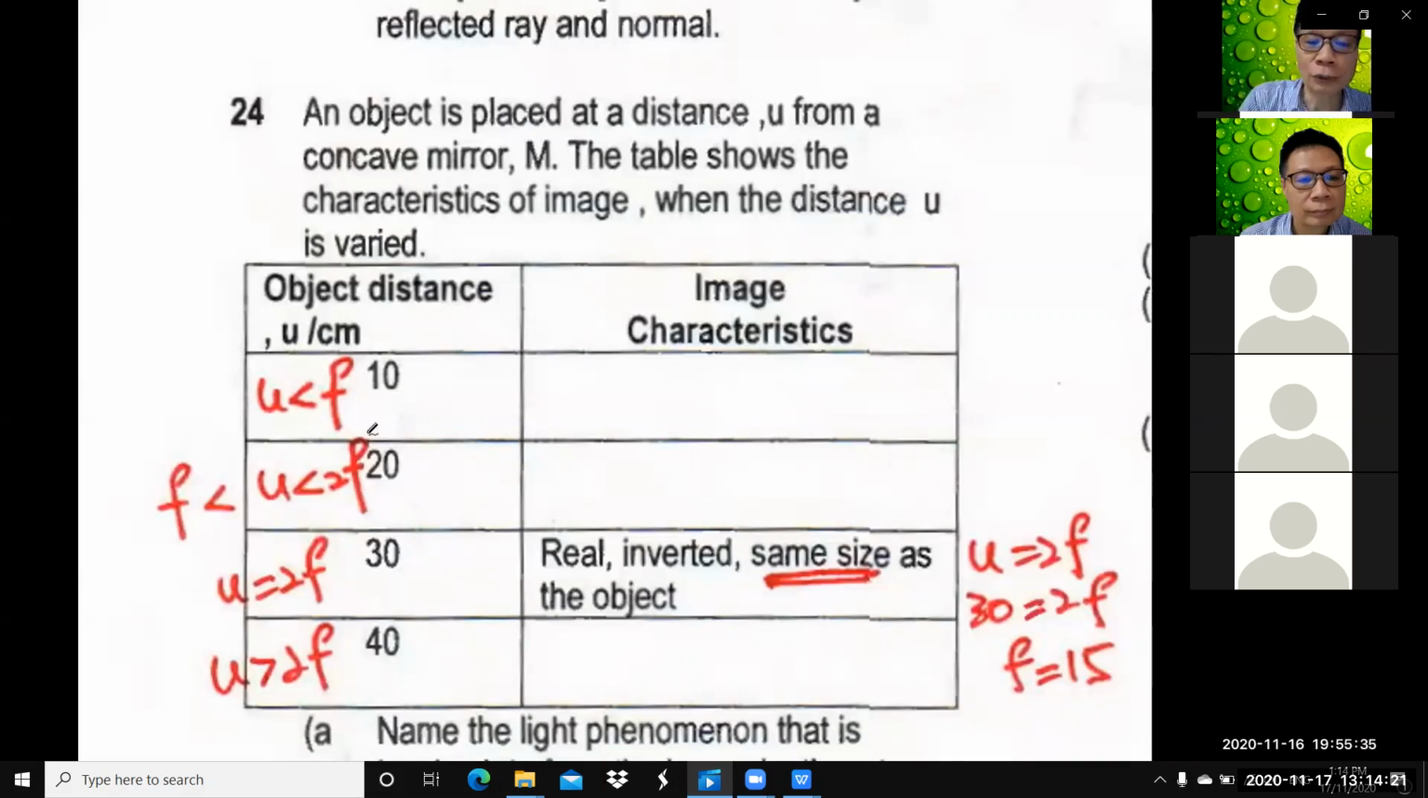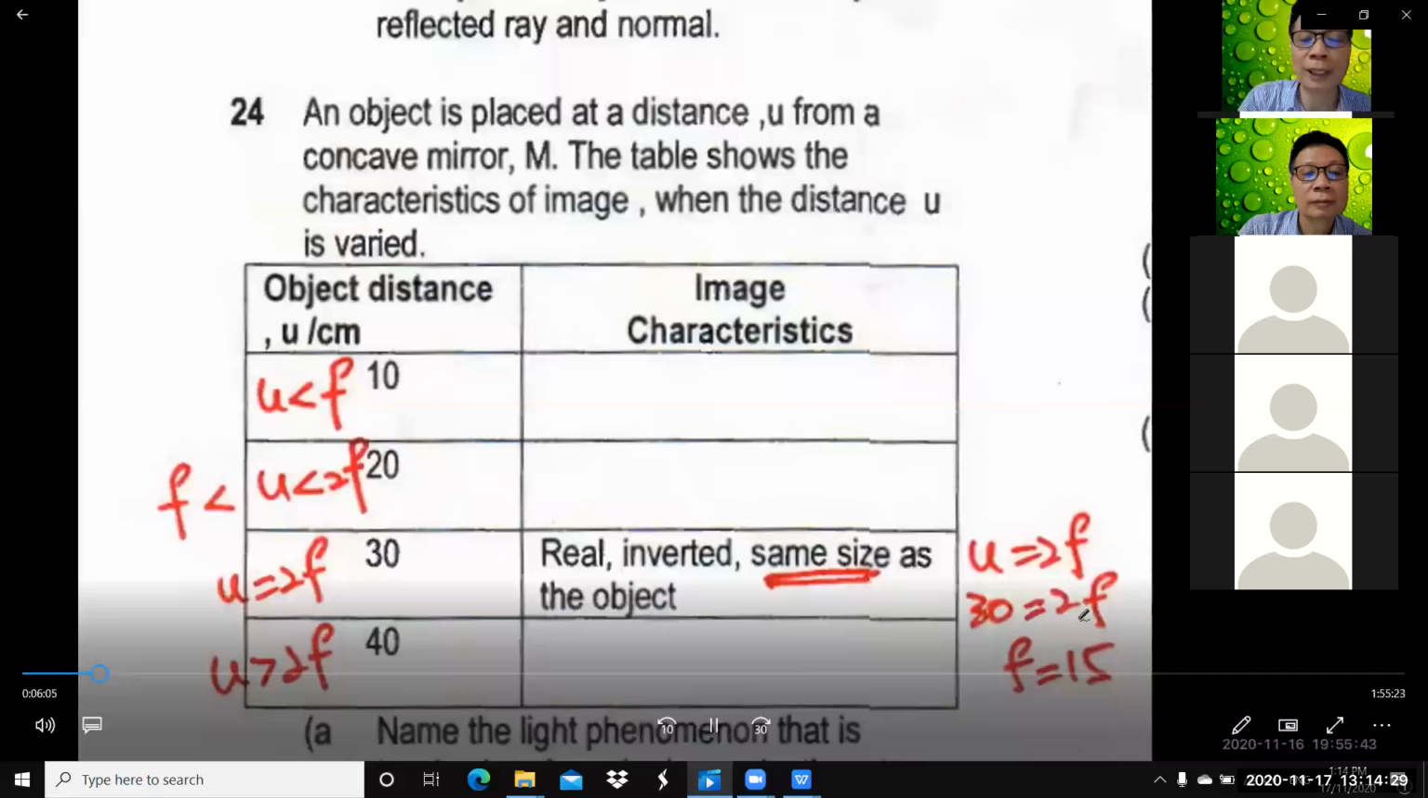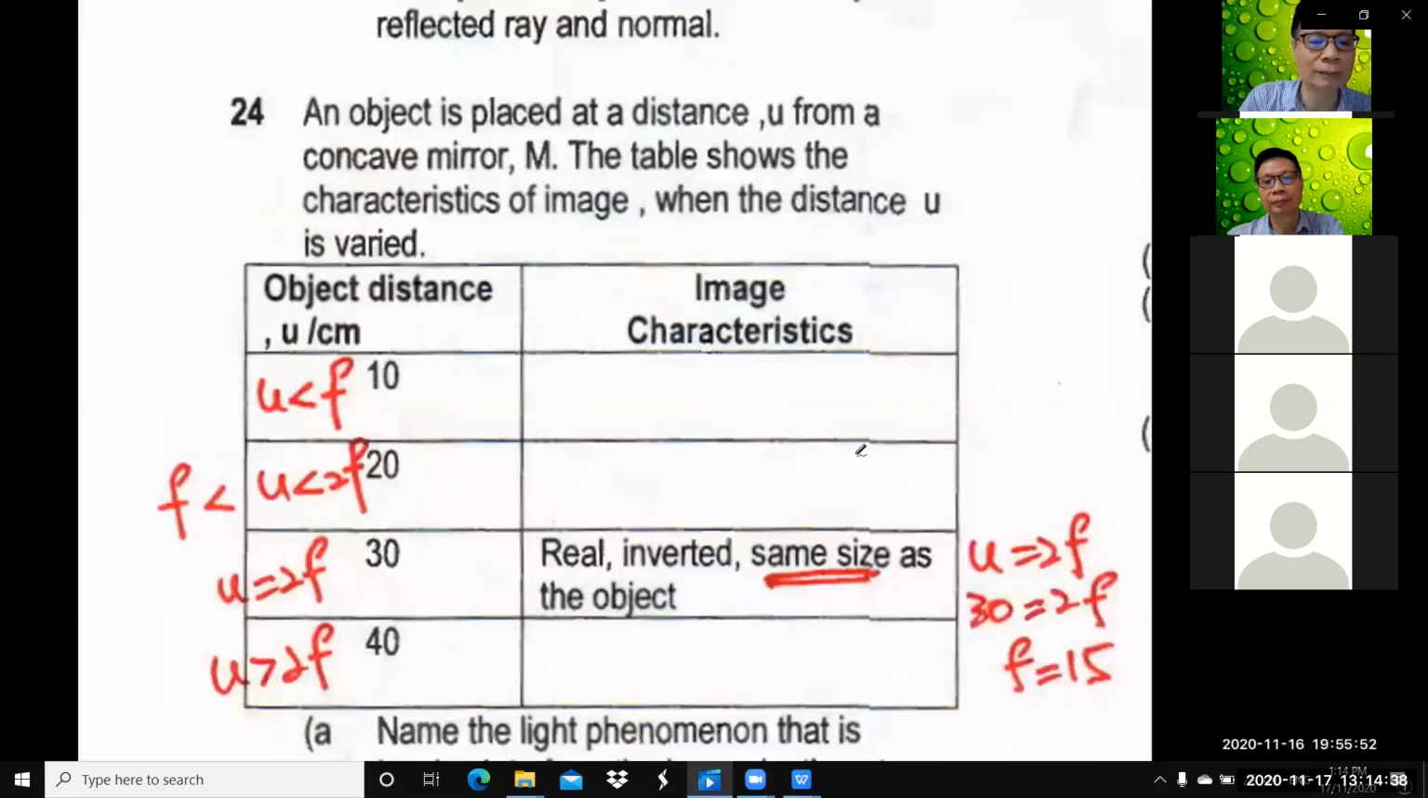Here, use 20. 20 is bigger than f, but smaller than 2f. Correct? 20 is bigger than 15 here, but smaller than 2f. So between 1f and 2f, then you write the answer here. And the last one, 40.